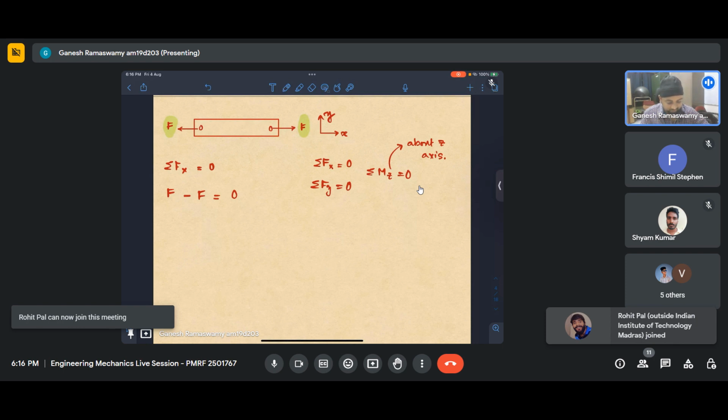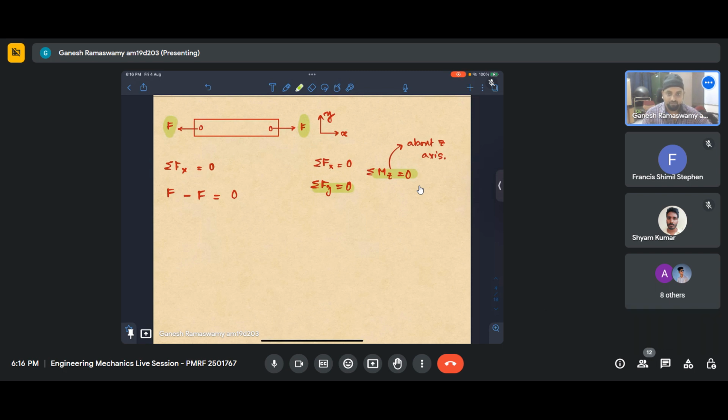Sigma fy and sigma mz are trivially satisfied because we have anyway not applied anything. Trivially satisfied meaning left side also is 0. Since we have not applied anything, these equations don't make any difference anyway. So in this case, we say that the equilibrium conditions, sigma f external vector equaling 0 and sigma m external vector equaling 0, are satisfied, as we have seen now. And we also saw that the link is indeed at rest. It is not moving. It did not have any acceleration, which implies that these conditions are necessary as well as sufficient to conclude that the body is in equilibrium, provided that the body is rigid. That is the implication here.